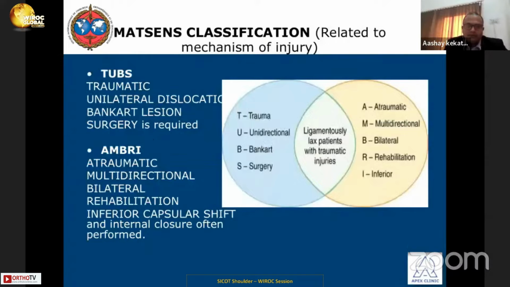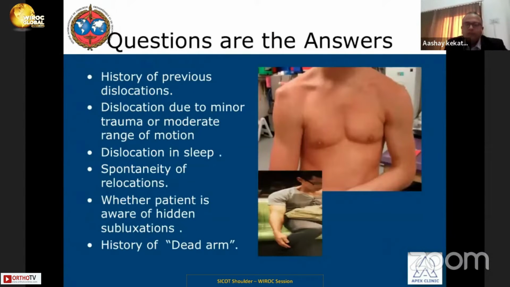So I'll just brush up the Matsen classification. So we need to really have our questions right. Okay, what are our questions? What are we going to ask? History of previous dislocations. Whether the dislocation was because of a major trauma or a minor trauma, and what is the range of movement? How was the dislocation? Did it occur in sleep? The spontaneity of dislocations, whether the patient was aware of hidden subluxations, and the history of dead arm. They will point us towards the hidden pathology in the shoulder.